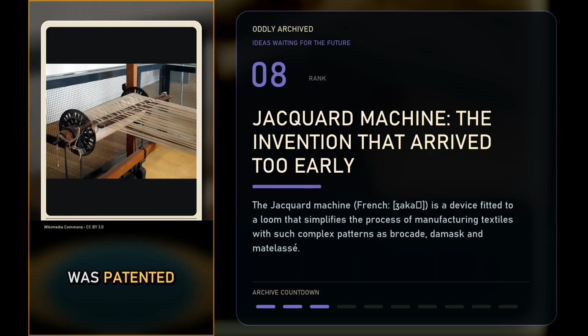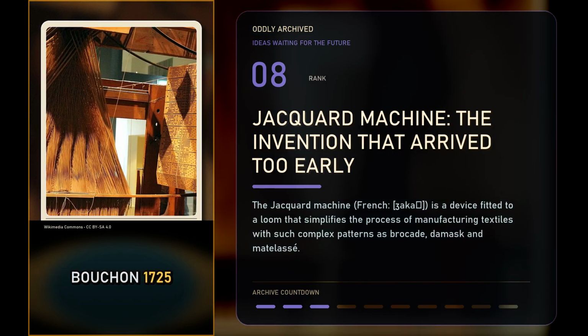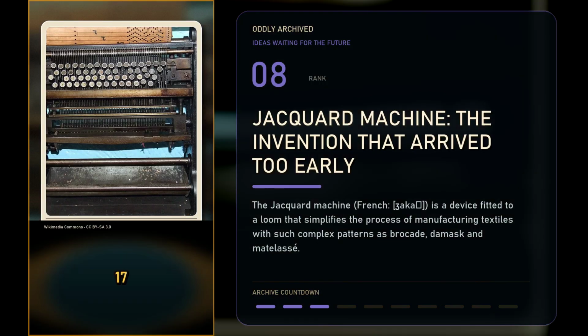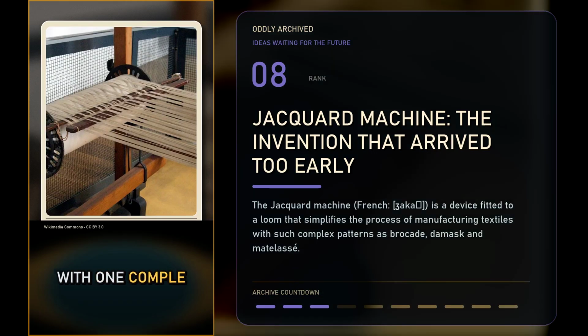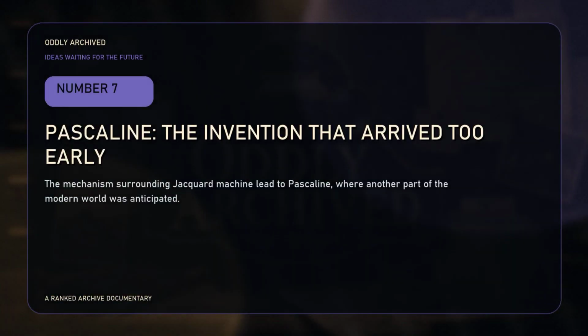The machine was patented by Joseph-Marie Jacquard in 1804, based on earlier inventions by the Frenchman Basile Bouchon, 1725, Jean-Baptiste Falcon, 1728, and Jacques Vaucanson, 1740. The machine was controlled by a chain of cards, a number of punched cards laced together into a continuous sequence. Multiple rows of holes were punched on each card, with one complete card corresponding to one row of the design. The mechanism surrounding the Jacquard machine led to the Pascaline, where another part of the modern world was anticipated.